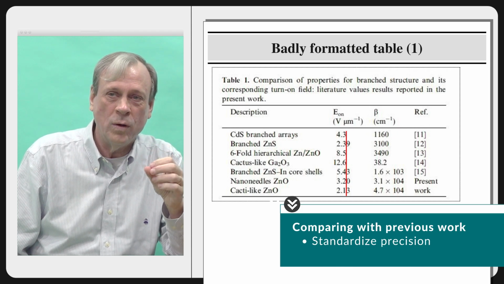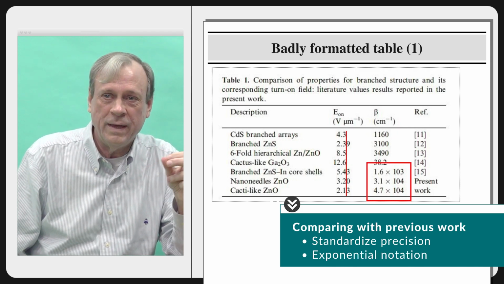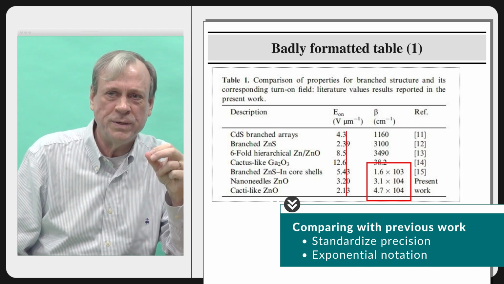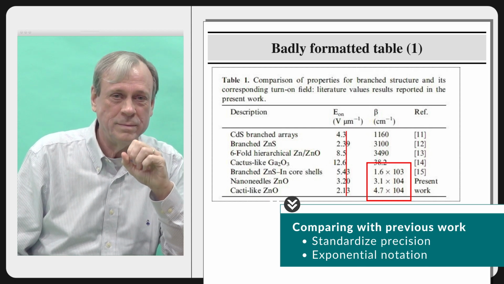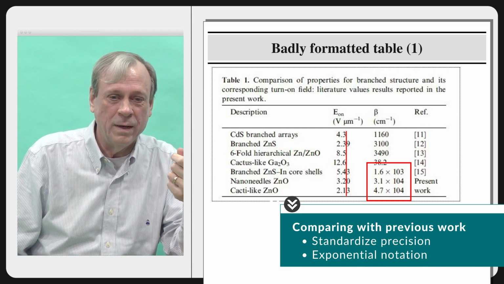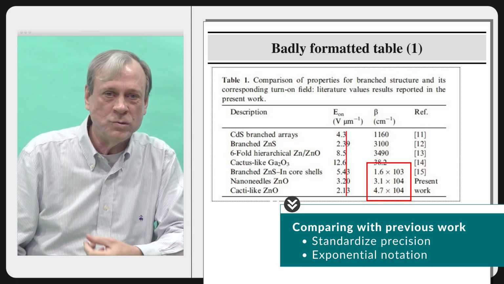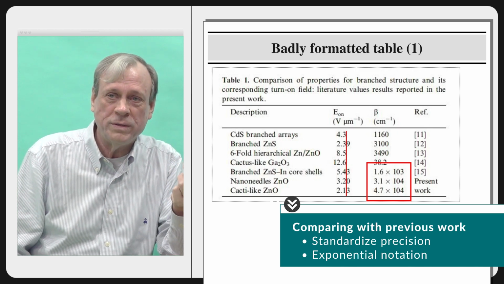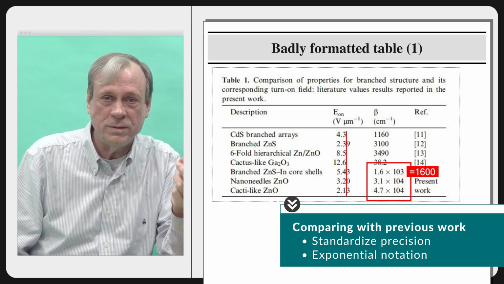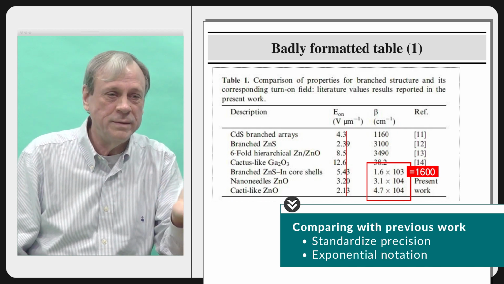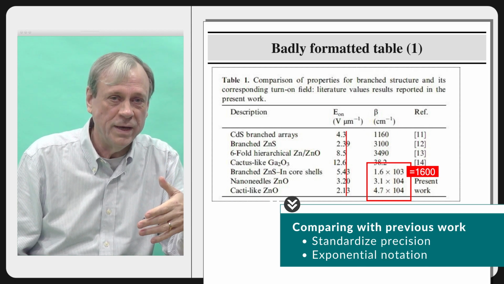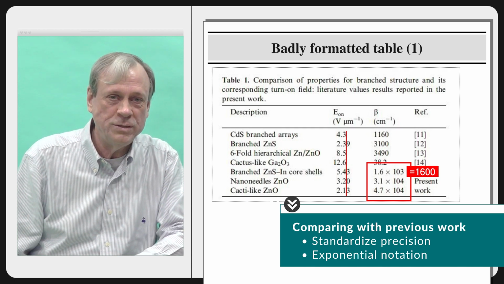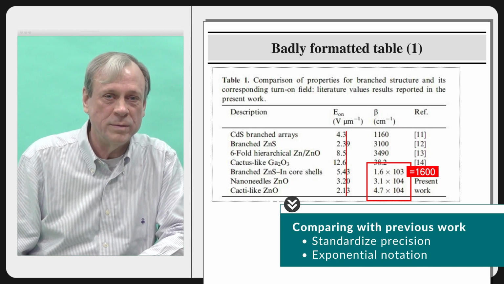Also, you see that in one place in the second column, beta, they have 1.6 times 103. Really that should be 10 to the third, but somehow in the formatting, the exponent got dropped. It's no longer a superscript. And if you look at 1.6 times 10 to the third, that's 1,600, which fits right in the same range as the others above that. So there's no reason to use this exponential notation. It's confusing, makes it harder to compare.